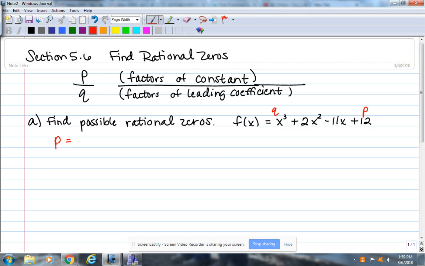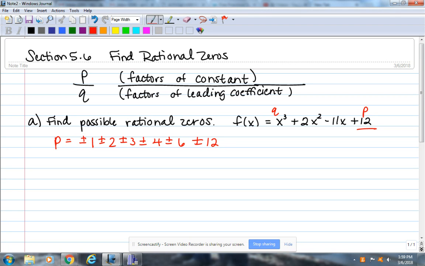So for P, we've got to consider the positive and the negative. So we're looking at 12. What numbers multiply to get 12? 6 and 2, 3 and 4, and what else? 1 and 12. So I'm going to put them in order. Plus and minus 1, 2, 3, 4, 6, and 12. And I put the plus and minus because it could be a positive 12 and a positive 1, or it could be a negative 12 and a negative 1. Does that make sense?